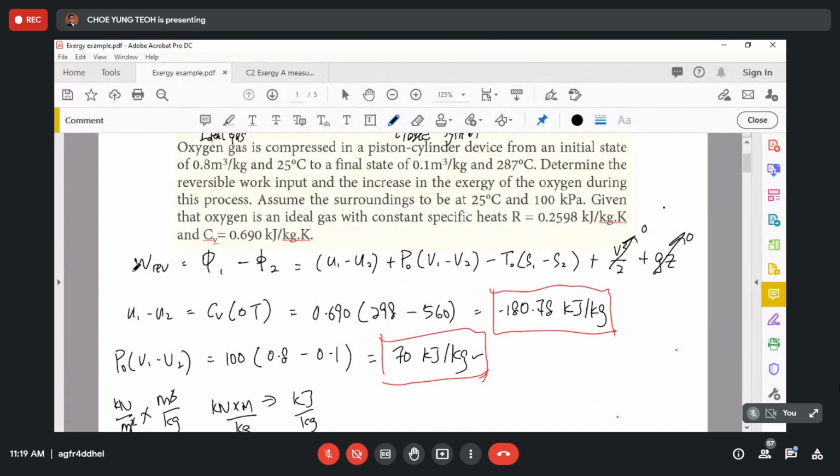So for reversible work, we always simply put phi 1 minus phi 2 or phi 2 minus phi 1. If phi 2 is bigger than phi 1, it means that the system is absorbing work, absorbing energy. If phi 1 is higher than phi 2, it means that the system is delivering work. If phi 2 is higher than phi 1, it is absorbing. One is a heat pump, one is a heat engine.